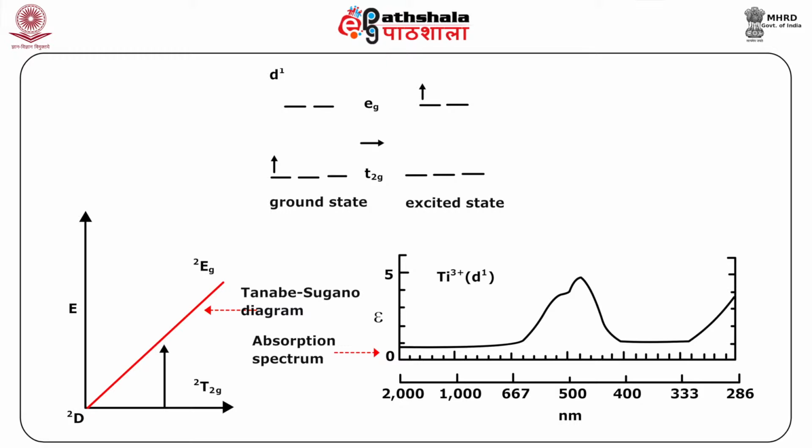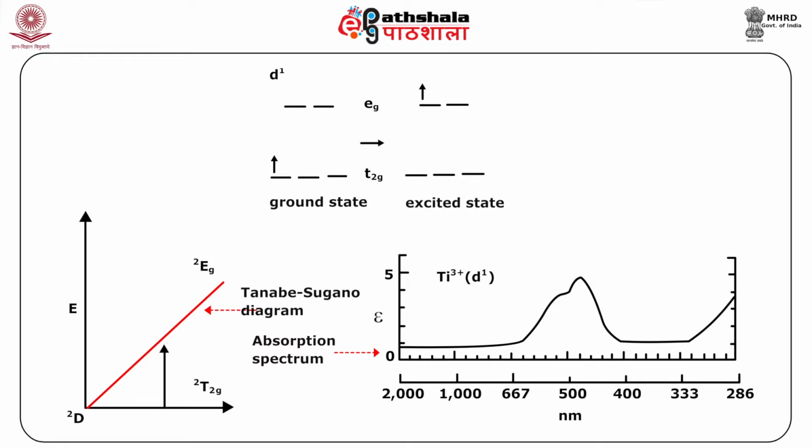The configuration can be represented as t2g1 eg0. Now, the excitation of the electron from the lower t2g level to the upper eg level forms the excited state. The spin multiplicity of the ground and excited state is same, and hence the transition from the ground to the excited state is a spin allowed transition.